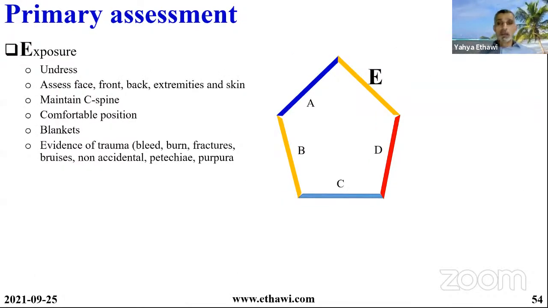After the D, we go to the exposure. The exposure is to completely undress the patient, assess the face, front and back, assess extremities and skin, maintain C-spine for trauma, keep a comfortable neutral position, use a blanket to cover and uncover the patient, and look for evidence of trauma, bleeding, burns, fractures, bruises, non-accidental trauma, petechiae, and purpura.